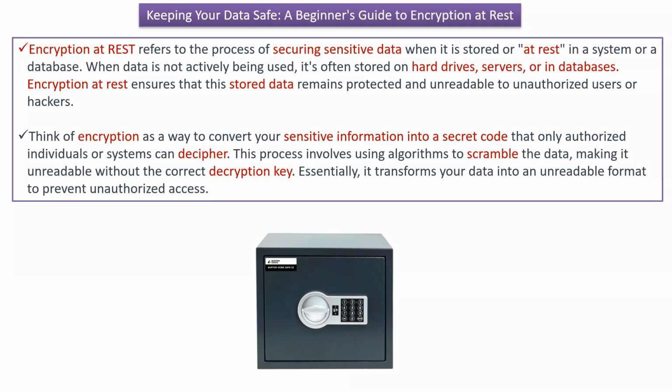We can think of encryption as the way to convert your sensitive information into a secret code that only authorized individuals or systems can decipher. This process involves using algorithms to scramble the data, making it unreadable without the correct decryption key. Essentially, encryption transforms your data into an unreadable format to prevent unauthorized access.